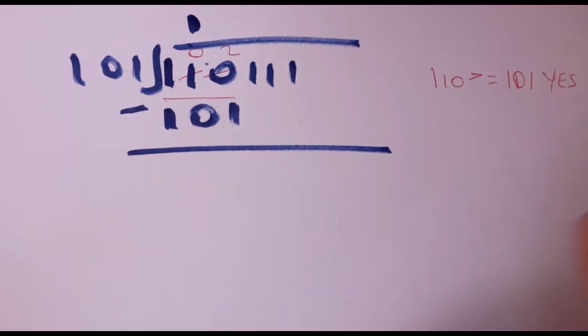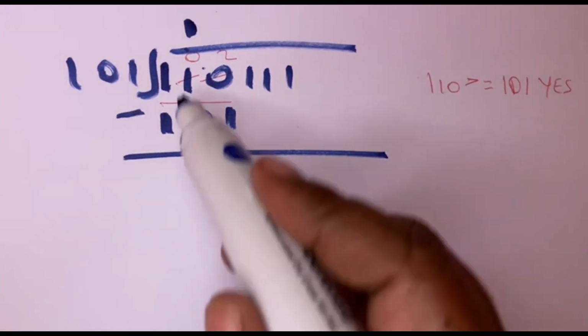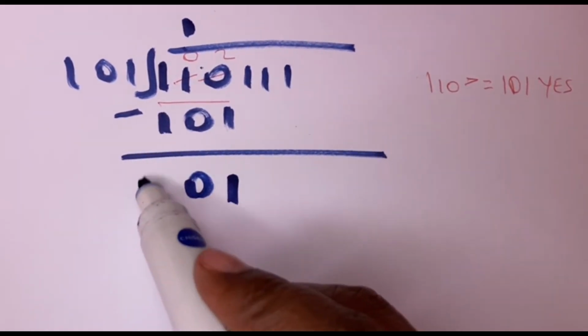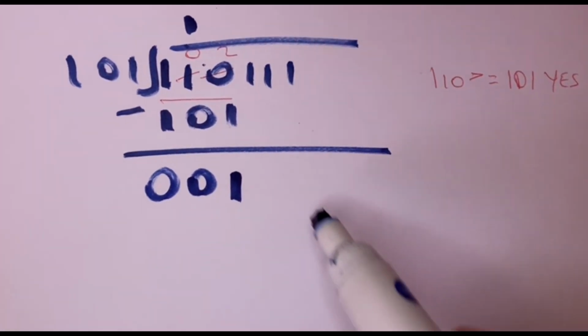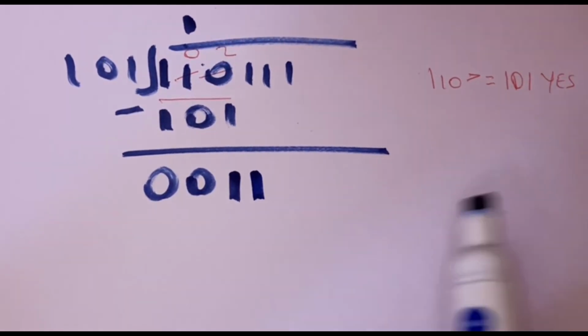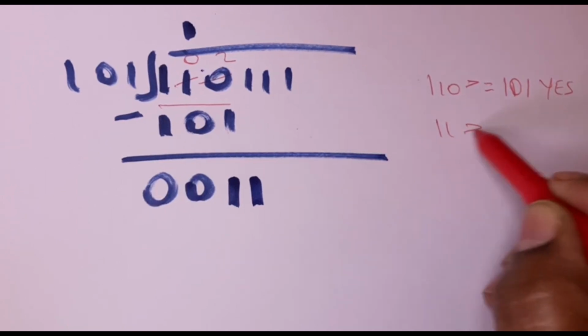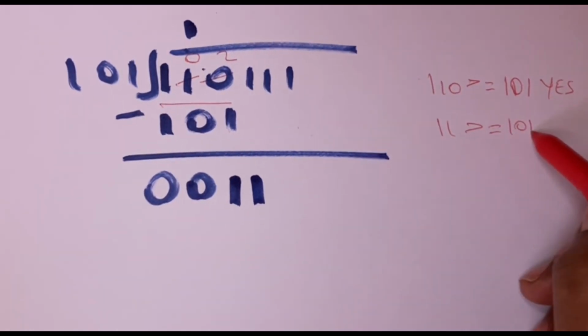So 2 minus 1, 1. 0 minus 0, 0. 1 minus 1, 0. Okay, we have to bring the next one here. 1, 1. So is 11 greater than or equal to 101? No.